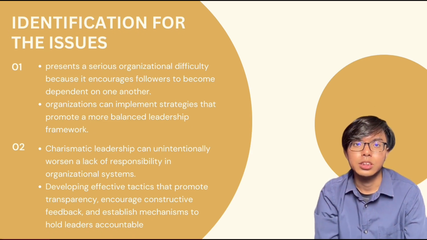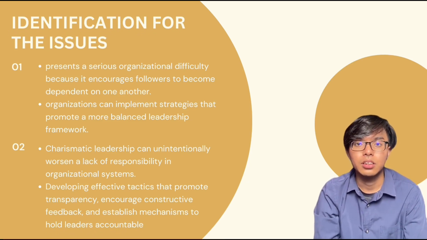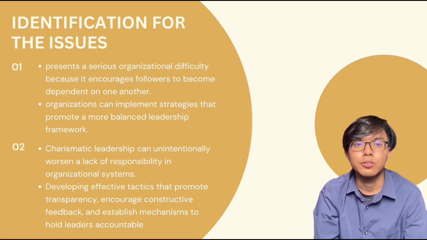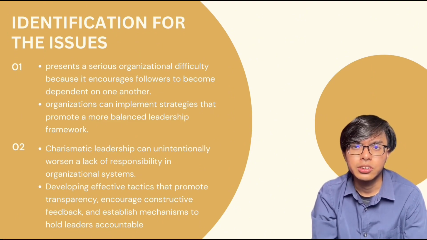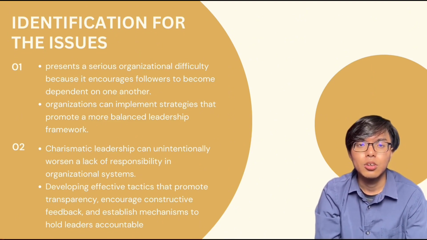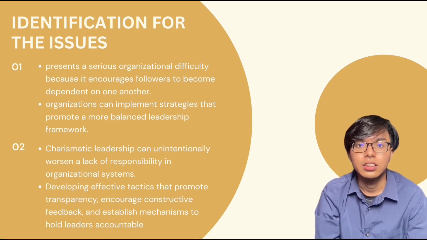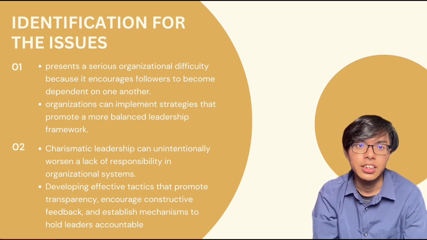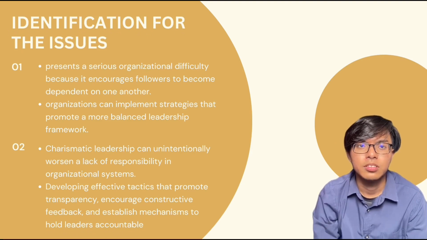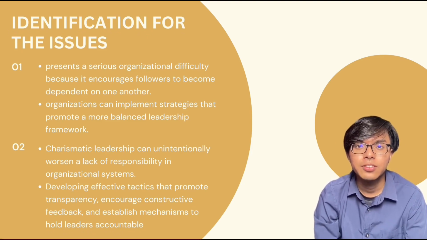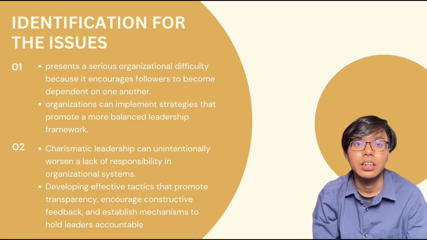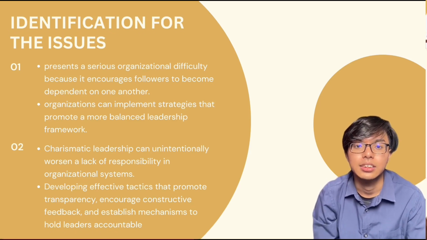Known for its power to inspire others, charismatic leadership can unintentionally worsen a lack of responsibility in organizational systems. This problem occurs because leaders can often make it difficult for followers to think critically about the choices and actions they take, which dilutes accountability. Therefore, this understanding is foundational for developing effective tactics that promote transparency, encourage constructive feedback, and establish mechanisms to hold leaders accountable for their actions and decisions.